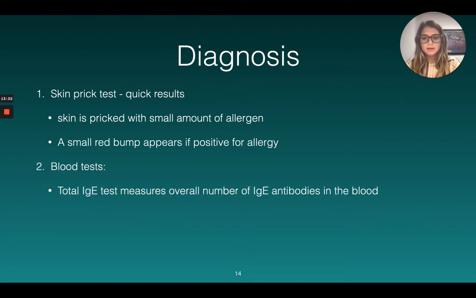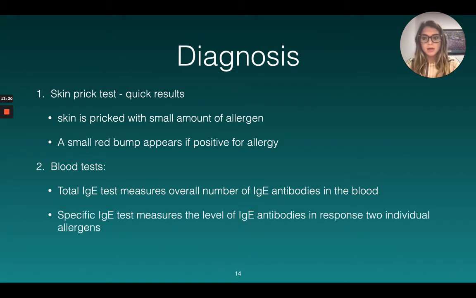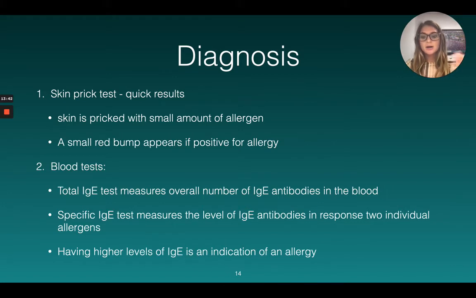And then there are blood tests that can be done. The blood tests measure the IgE component and the number of overall IgE antibodies in the blood. Specific IgE tests measure the levels of IgE antibodies in response to individual allergens. And having a higher level of these IgE antibodies is an indication of an allergy.